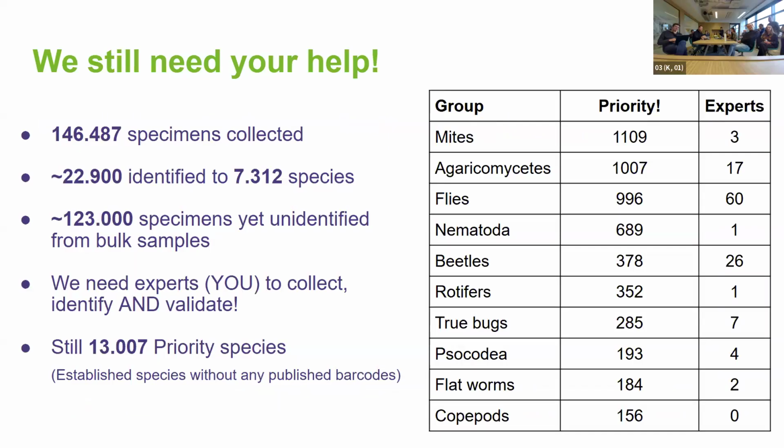These are some further numbers. I would like to highlight that from this large number of 146,000, about 22,000, 23,000 are really identified to species level. All the others are from bulk samples. So 123,000. And of course, we need the experts in the field to really identify all the stuff that we have sequenced and maybe have an ID. Still, we have about 13,000 first priority species, which are the species that have no barcode at all worldwide. And you see a list of the larger groups in there where we're seeking more expertise.